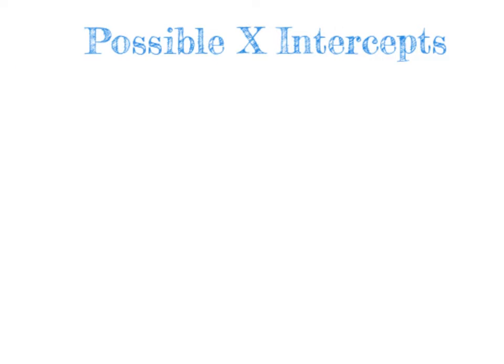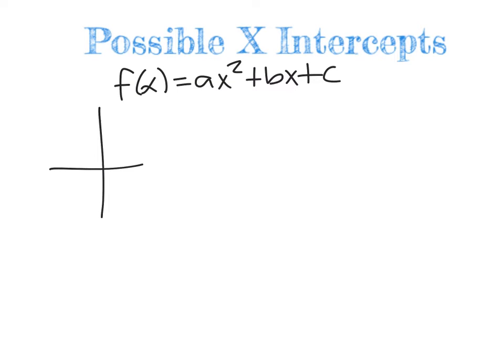Possible x-intercepts. When you're dealing with a polynomial, the degree, the highest exponent, will tell you how many possible x-intercepts you can have. Let's think back to quadratics for a second. Let's stick to the basics for a little bit. When we have a quadratic, our general form is f of x equals ax squared plus bx plus c.